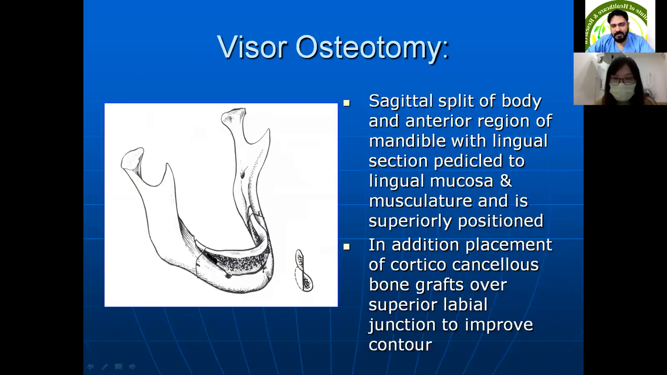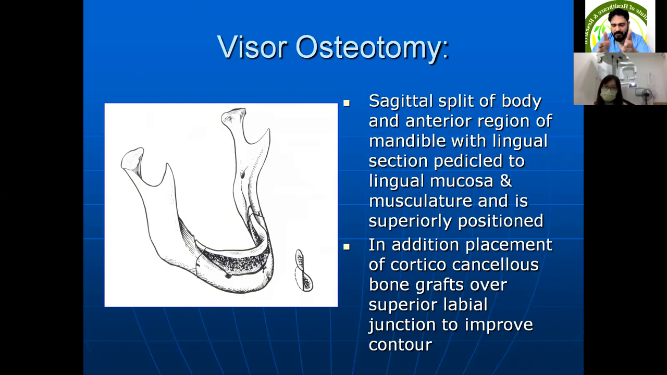Obwegeser osteotomy is superior grafting of the body of the mandible. In this, we give a sagittal split of the body of the anterior region of the mandible with a lingual section pedicled to the lingual mucosa. So the lingual mucosa is the pedicle here, and the buccal graft is taken and placed superiorly.